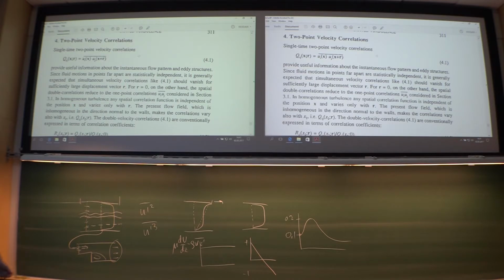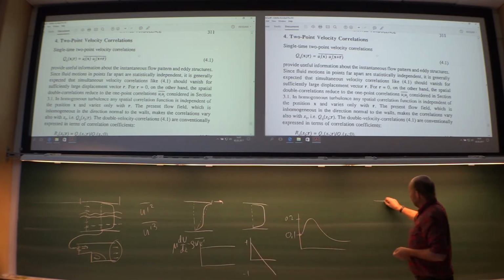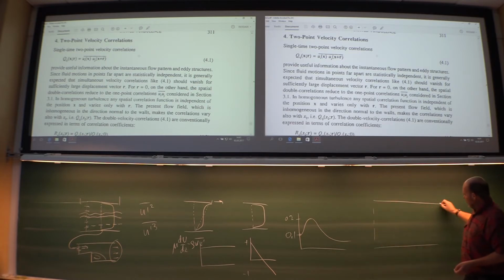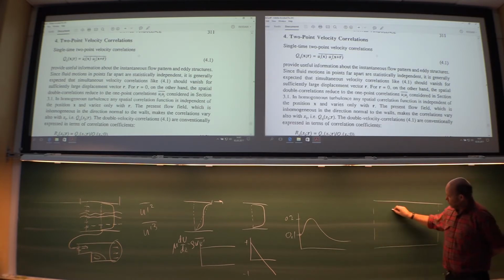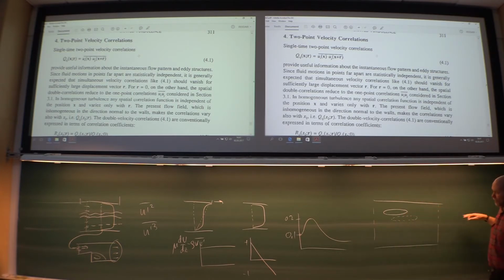2-point velocity correlations, that is something we should also have a peek into. What is a 2-point correlation? Well, if you can recall this image that we had with these streaky structures. Here you had one region with high speed, here you had another region with low speed, and so on, side by side, quite elongated.